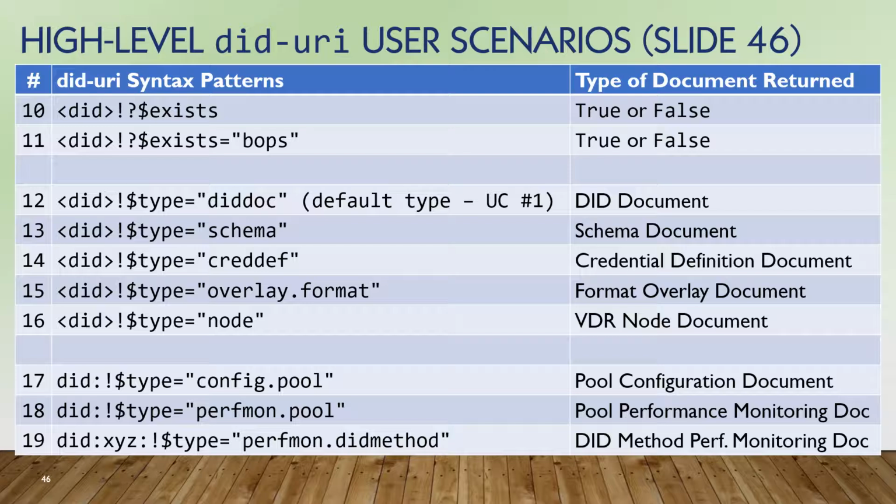But clearly this same notation could be used to return schemas, credential definitions, overlays, perhaps information about a node on the verified data registry. And so we see some examples here. The default, if type isn't specified, would be did-doc, and that would make all of the previous examples we've seen compatible. Stretching things a little bit, we can see $type might be config.pool to get the pool configuration document, or perfmon.pool to get the pool performance monitoring document back.